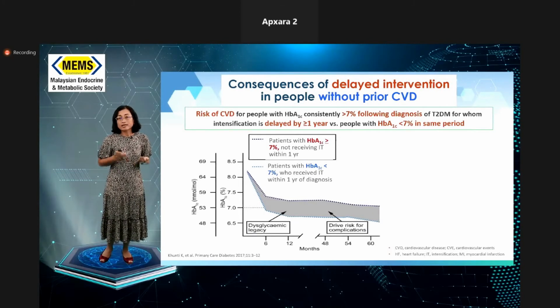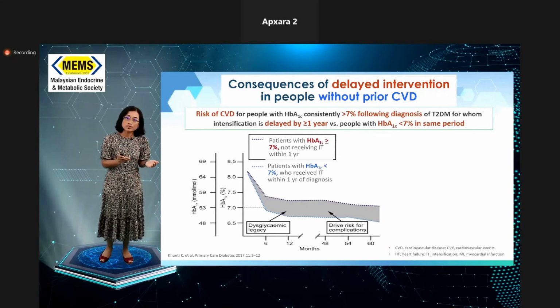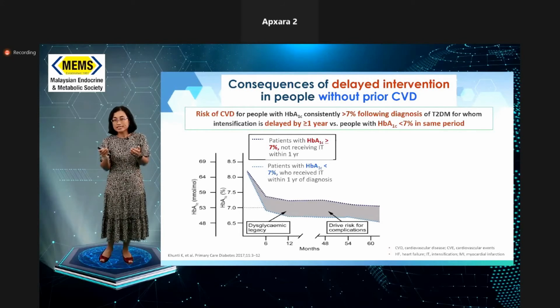Another study to highlight to all of you is a study that was reported recently looking at GP practice in the United Kingdom. It was purely an observational study where it looked at the importance of achieving an A1C of 7% and below within a year of diagnosis versus those that did not achieve an A1C of 7% and below. And these patients were then followed up for the subsequent years.